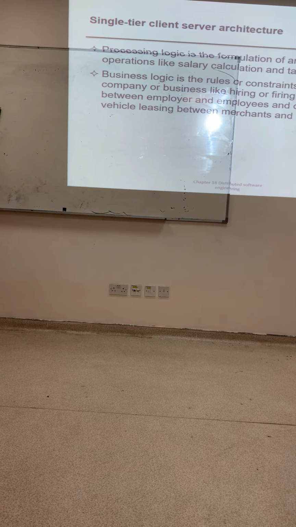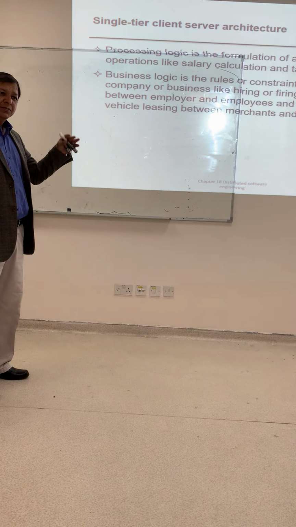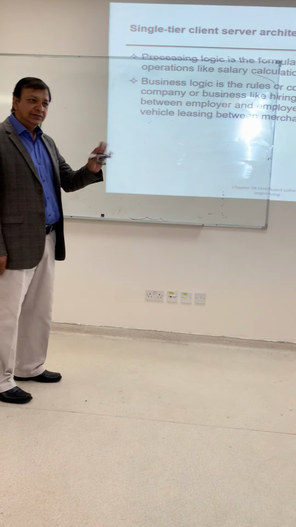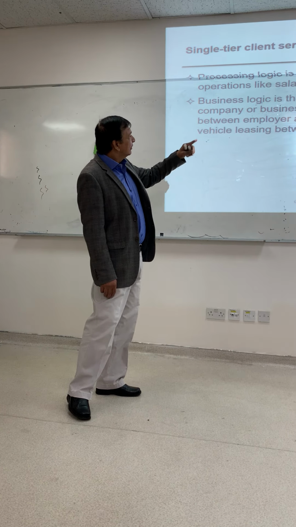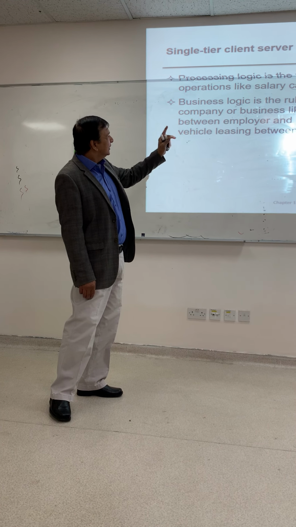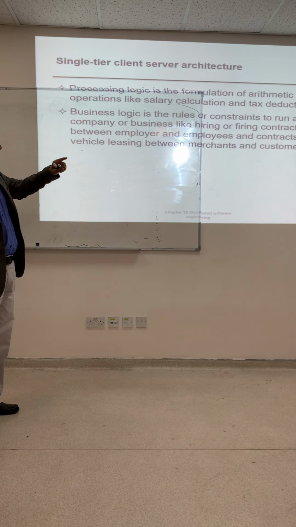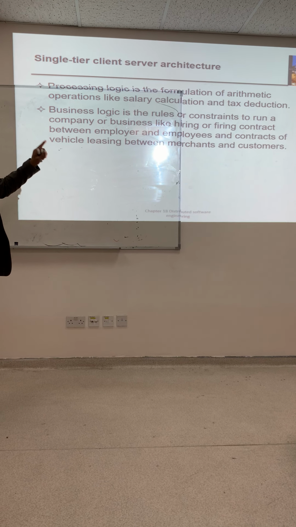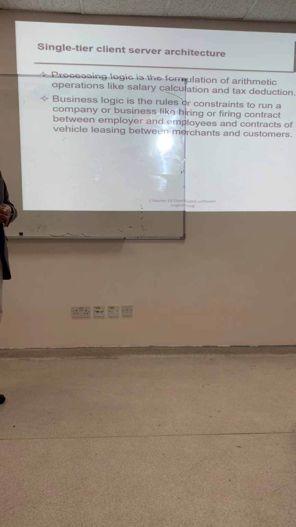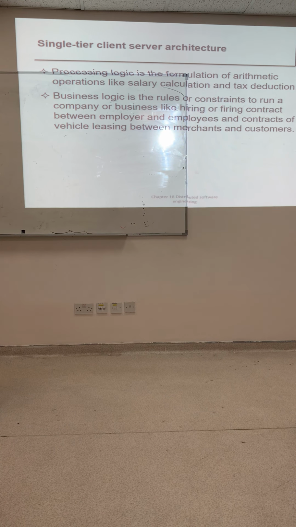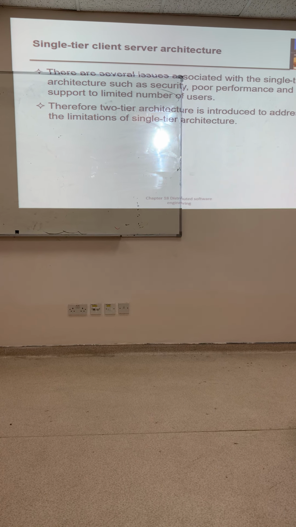So processing logic is the formulation of arithmetic operations like plus, minus, multiply, divide, like salary calculation, tax deduction. Business logic is the rule or constraints to run a company or business like hiring or firing, contract between employer and employees, and contract of vehicle leasing like Latif Jamil. Or bank.